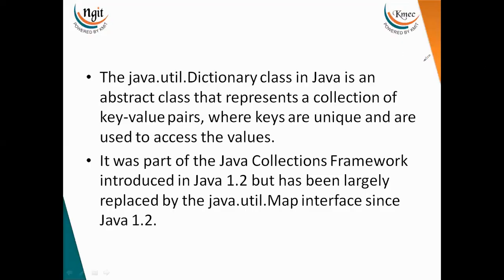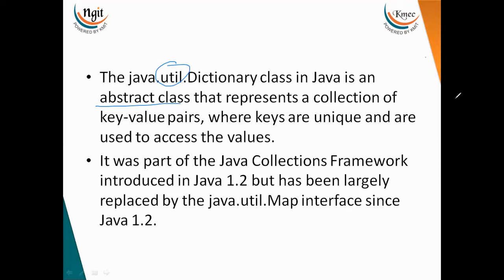Coming to the Dictionary, it is a predefined class in the util package, but it is an abstract class, right? So whenever a class is an abstract class, we cannot create an object for that particular class. It represents a collection of key-value pairs, where keys are unique and you can access values by using those keys. It was part of the collection framework introduced in Java 1.2, but it has been replaced by the Map interface, right?